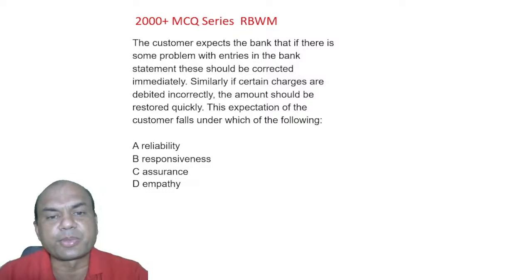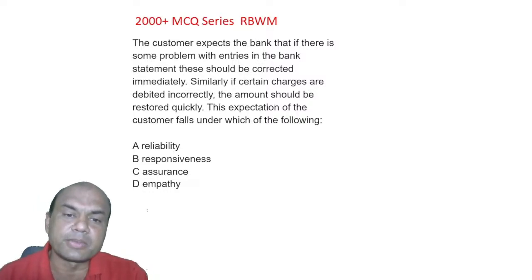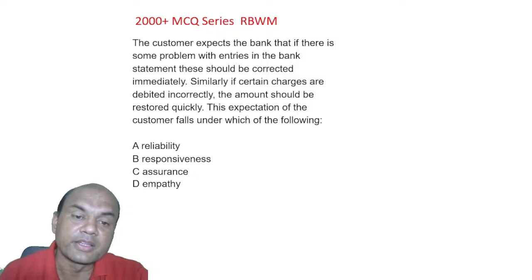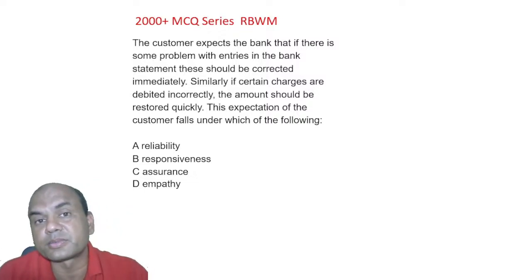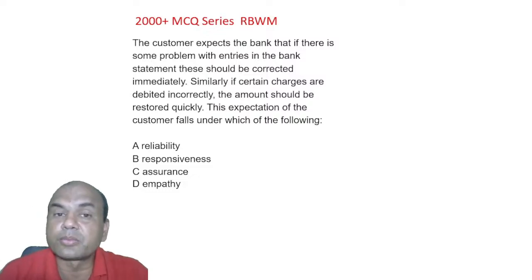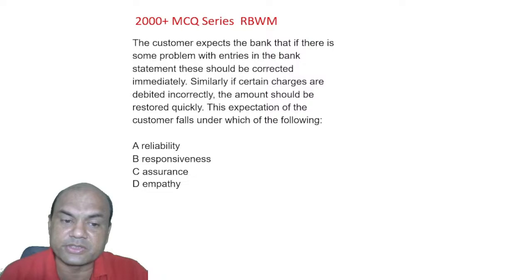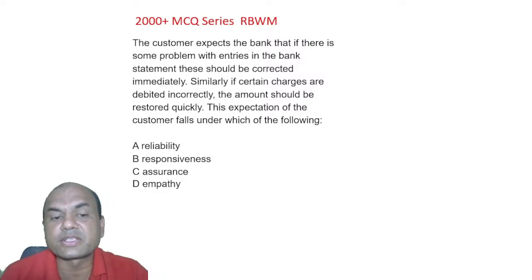The customer expects the bank that if there is some problem with the entries in the bank statement, these should be corrected immediately. Similarly, if certain charges are debited incorrectly, the amount should be restored quickly. This expectation falls under which category? Reliability, responsiveness, assurance, or empathy?